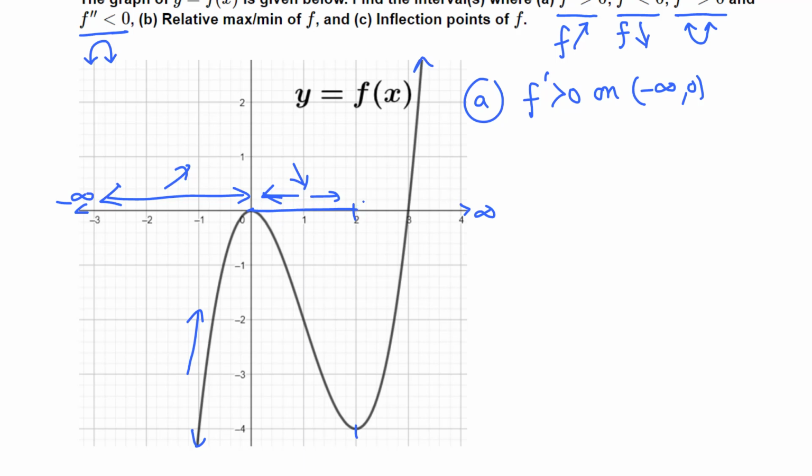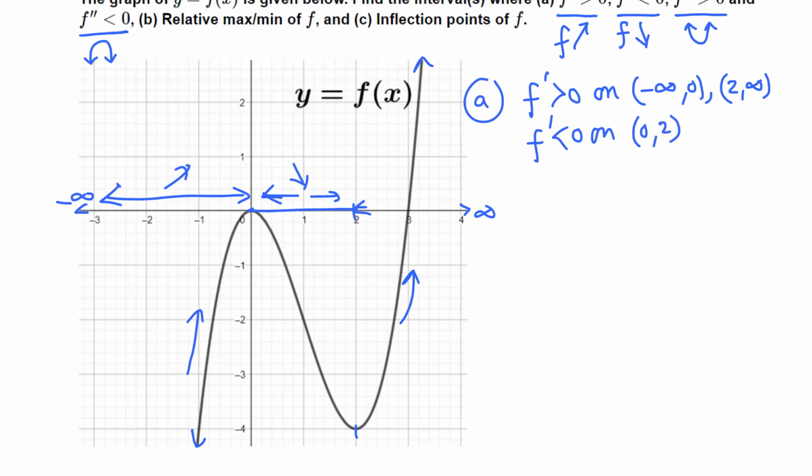Again, from 2 all the way, the graph is going up again. So f prime is positive there: negative infinity through 0, and 2 to infinity. And f prime is negative where the graph is decreasing. We saw from 0 to 2.